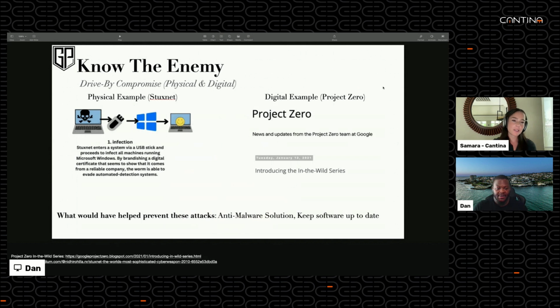Can I ask a question, Dan? Sure. On the physical example with the USB, is something like QR codes kind of lumped into this category? Yes. Okay. You could potentially see a scenario where someone litters a bunch of QR codes somewhere, with the hopes that people will scan them.